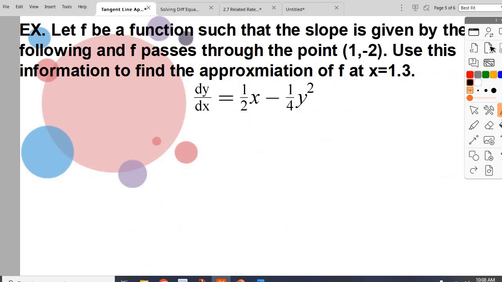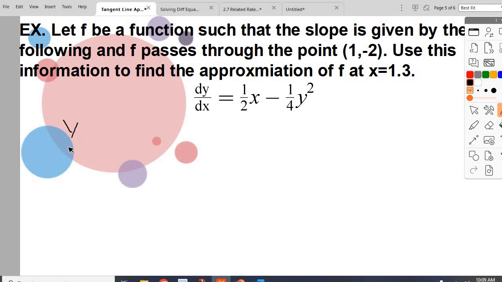Alright, so lastly, this says let f be a function such that the slope is given by the following, and f passes through the point 1, comma, negative 2. Use the information to find the approximation of f at x equals 1.3. So this is the last type that you could see. Do they give us a function this time, like f of x? No, right? What do they give us instead? They give us the derivative, right? Well, they also give us the original point, so that's nice.